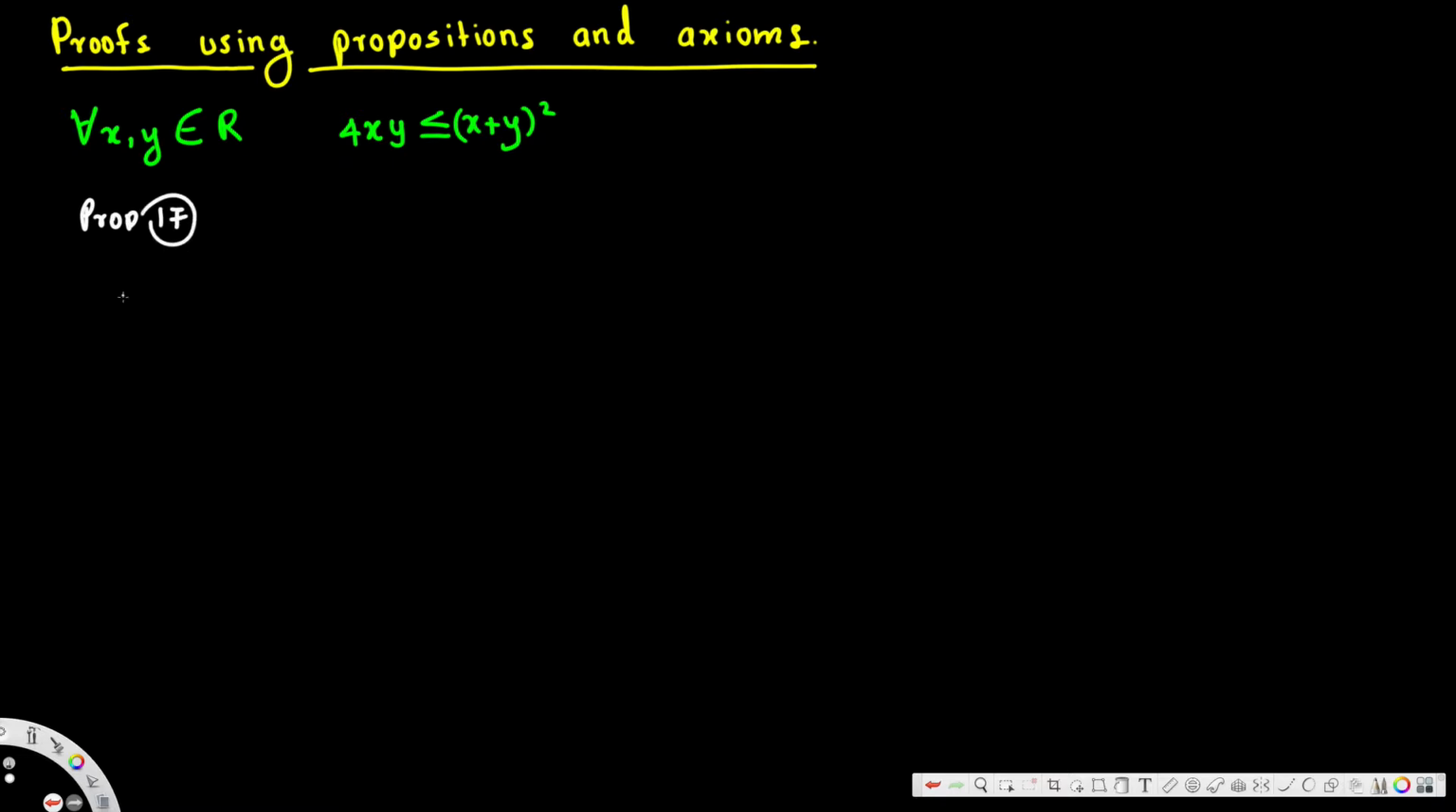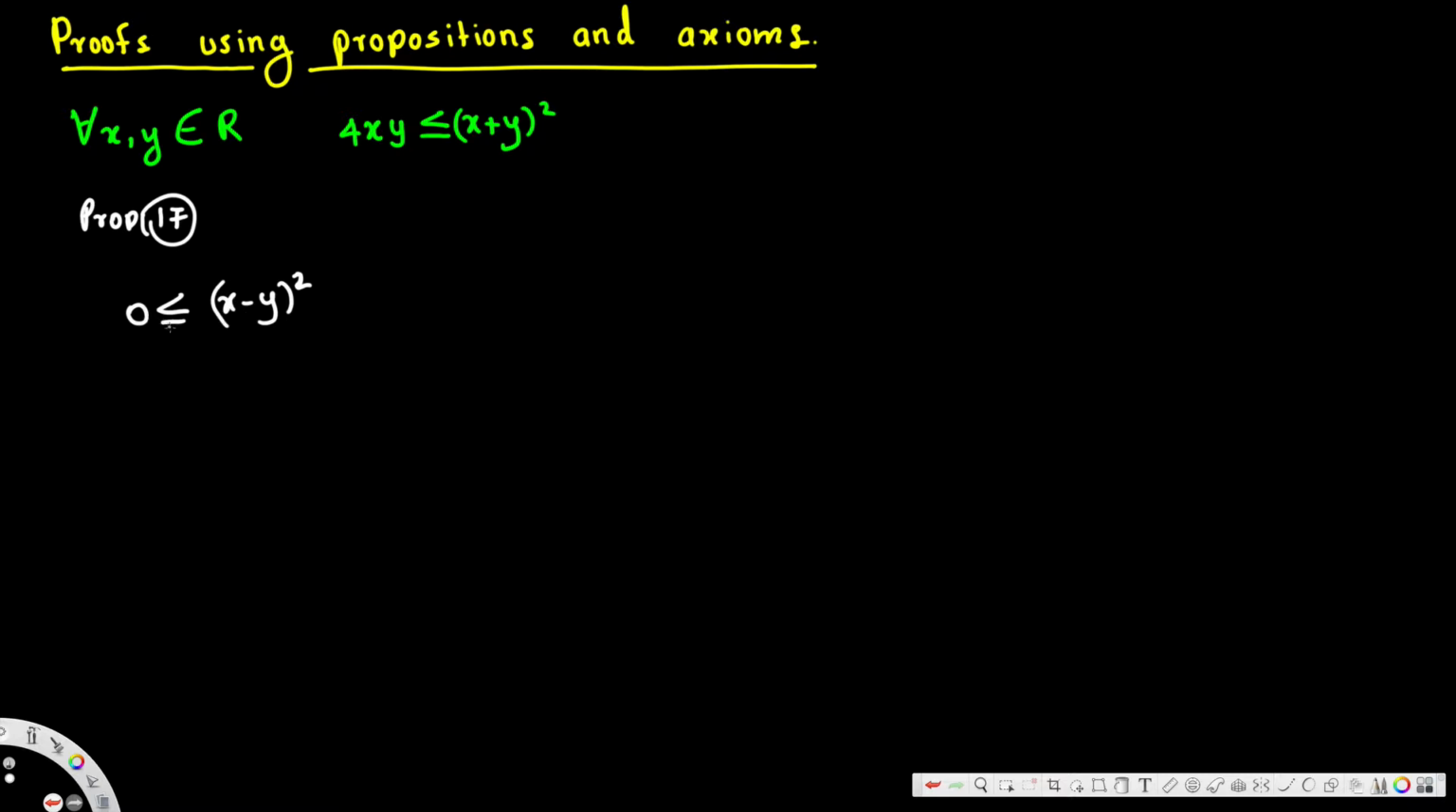Proposition number 17 says that 0 is less than or equal to (x minus y) square. If you want to know the propositions, I made videos on that, you can go ahead and check them. And also I put the list of axioms in the description, and also I made a video on the axioms. I put that one also in the description, so you can watch that too. Now let's go ahead and continue this one.